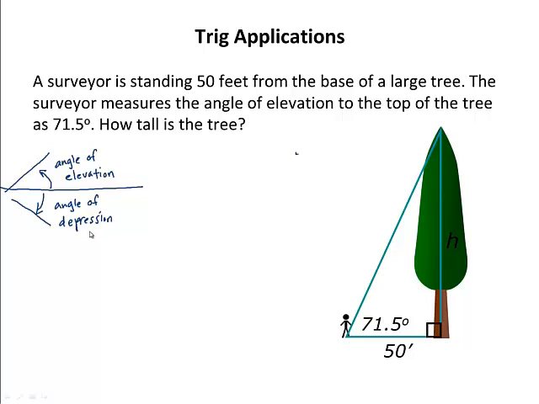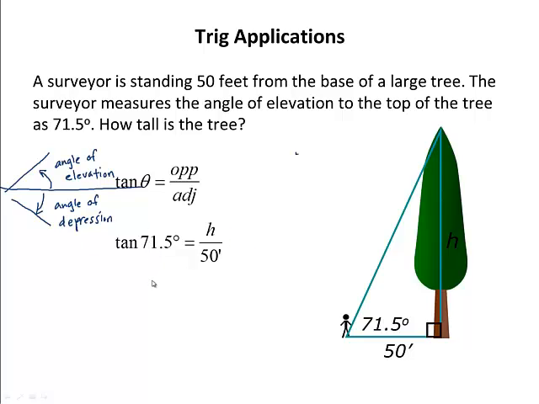Now, given only this information, you're going to have to use a trig function. We know that this is the opposite leg to the angle, and this is the adjacent leg. Which trig function would we use if we have the opposite, the adjacent, and the angle? Well, you should know that we're going to use tangent. Tangent of the angle is equal to opposite over adjacent, and the opposite is the unknown, and the adjacent is 50, and my angle is 71.5.